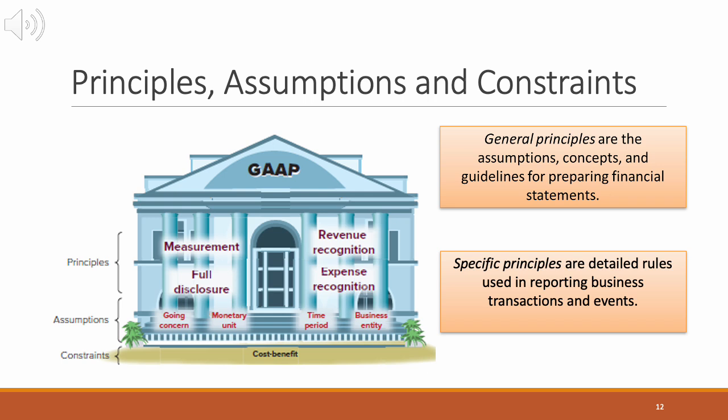Finally, at the base, we have the constraints. These are the limits, reminding us that while accounting aims to provide useful information, we only do so when the benefits outweigh the costs. So, GAAP is not just random rules, it's a carefully built framework with principles, assumptions, and constraints all working together to make financial reporting consistent, fair, and useful.